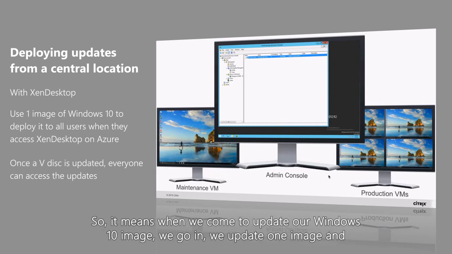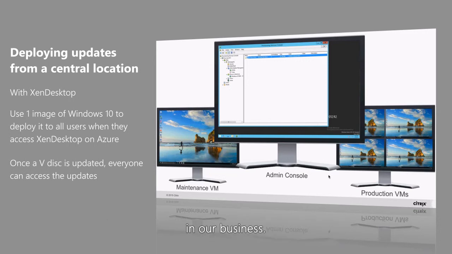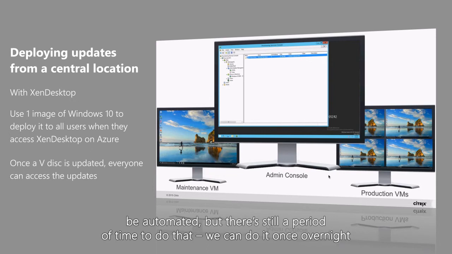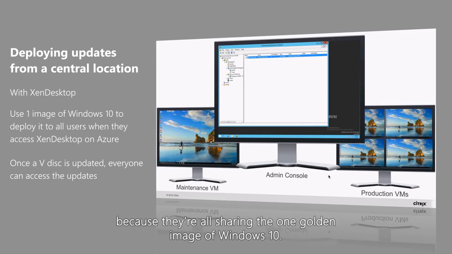So it means when we come to update our Windows 10 image, we go in, we update one image, and then we push that through the admin console out to every single Windows 10 user we have in our business. Meaning, rather than having to patch 500 images of Windows 10, now that can still be automated, but there's still a period of time to do that. We can do it once overnight, and then in the morning, everyone gets access to the newly patched version of Windows 10 because they're all sharing a single golden image of Windows 10.